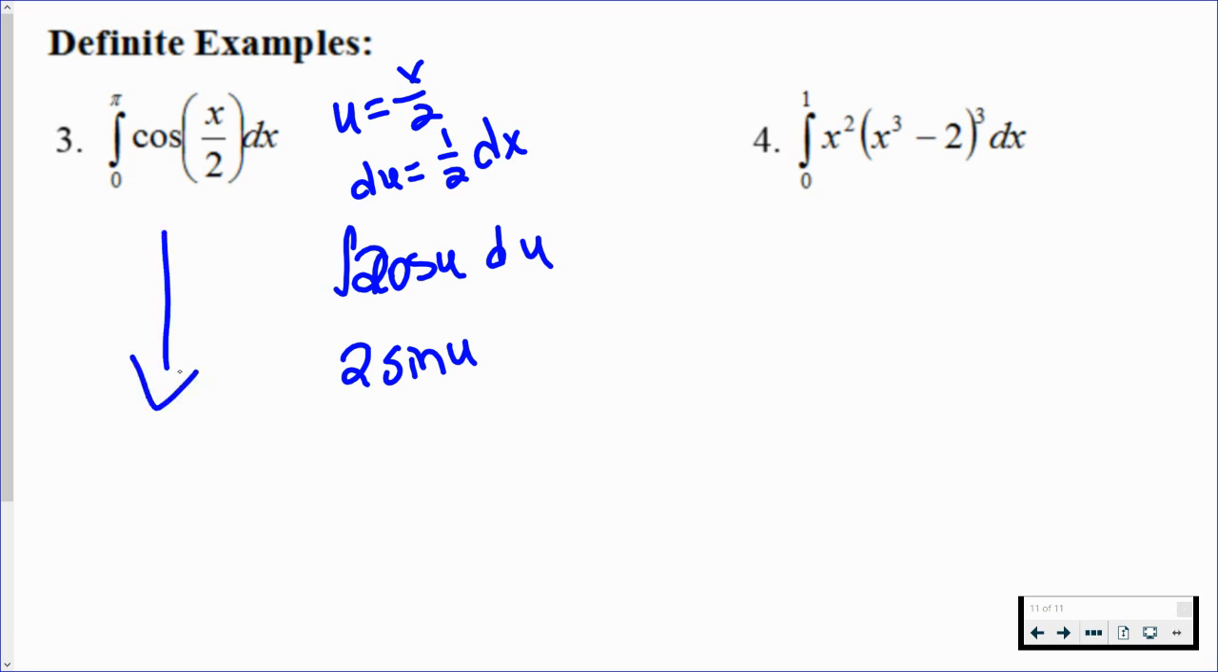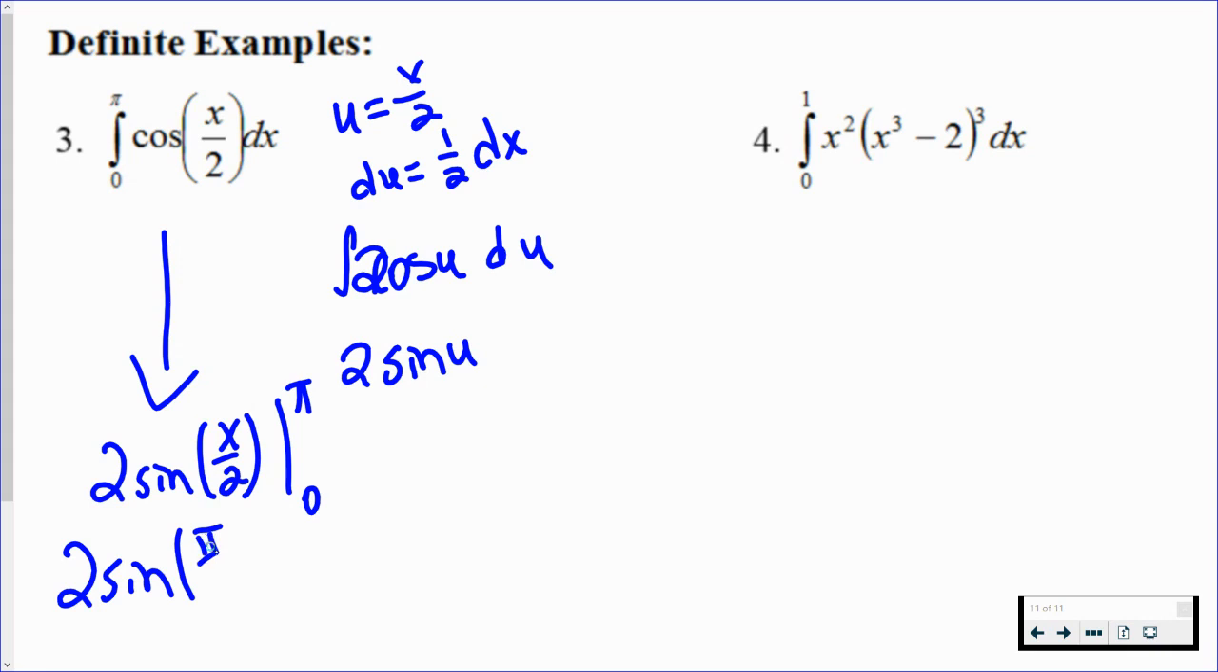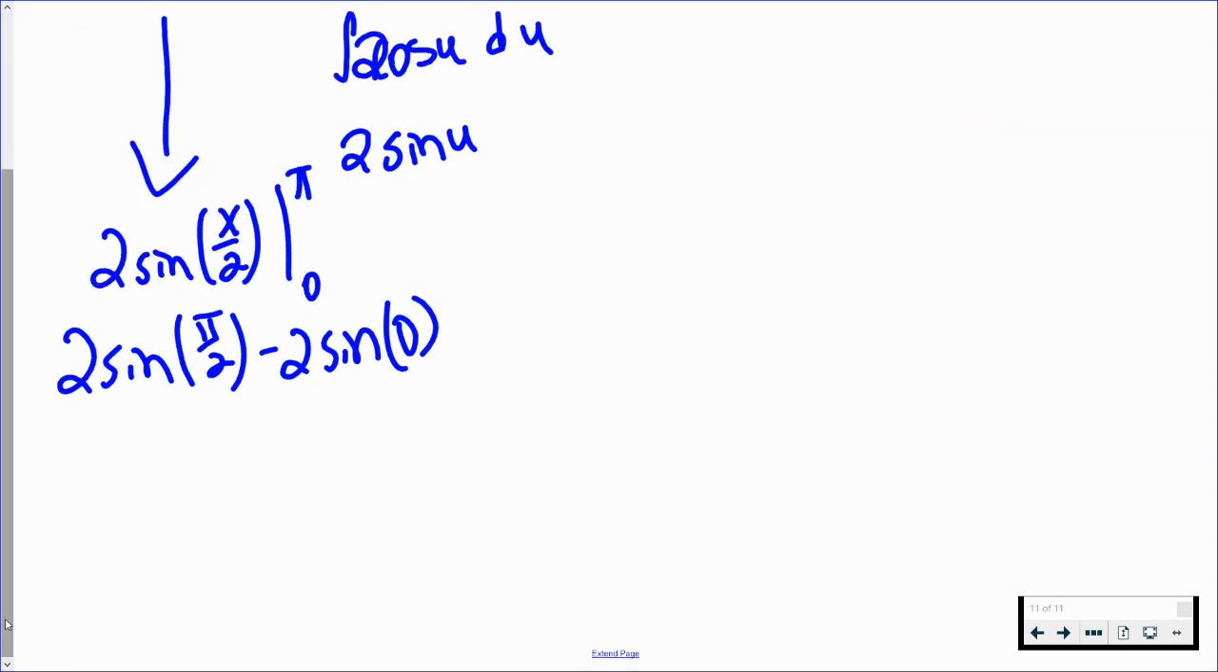Now let's plug back in the u. Oops, we don't need the integral anymore. So 2 sine of x over 2, and we're going from 0 to pi. Plug in pi first. 2 sine of pi over 2 minus 2 sine of 0 over 2, which is just 0.